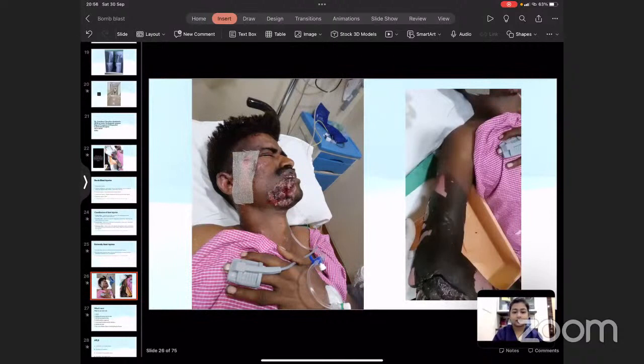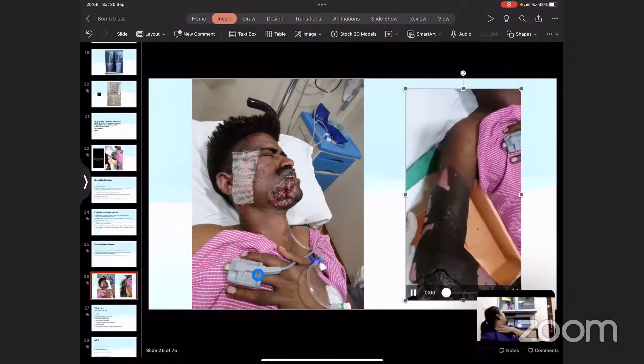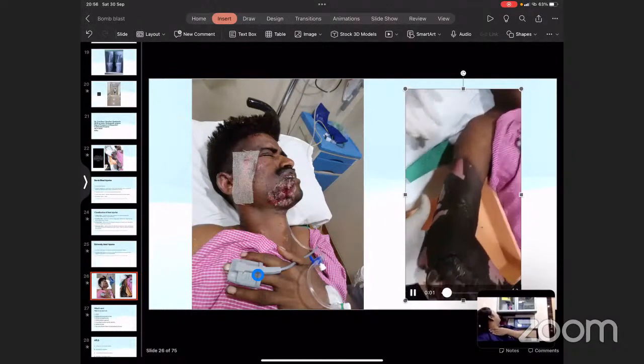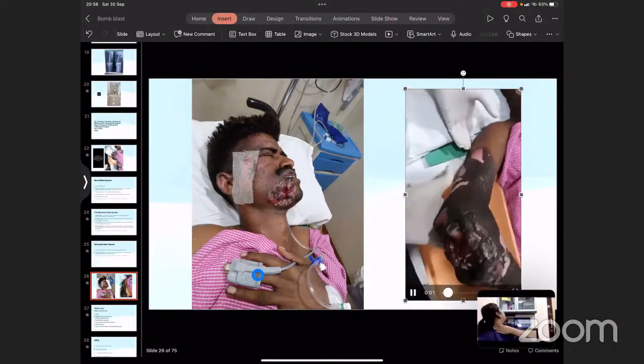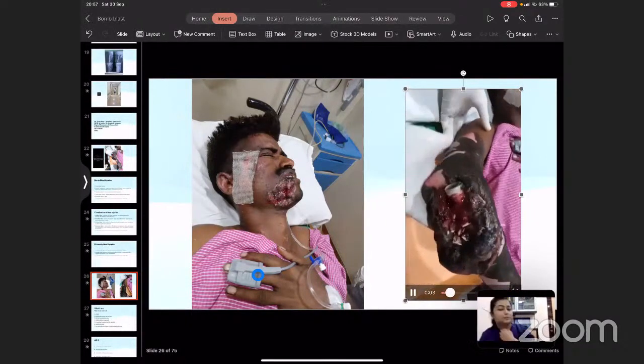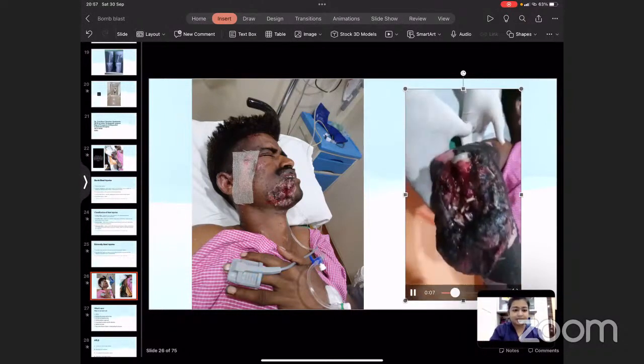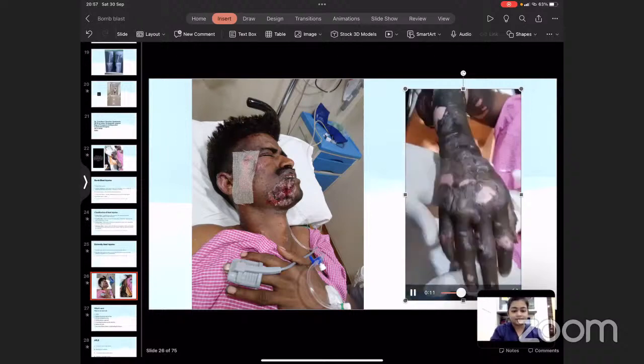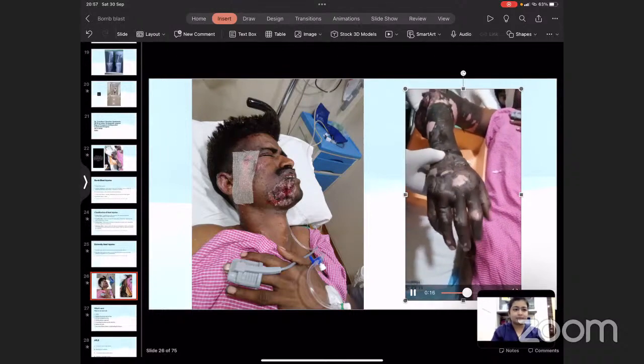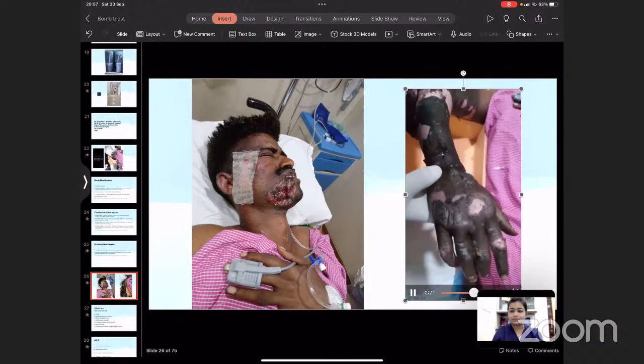Coming to this one, you can see this patient had a mandible fracture and also a zygomatic fracture. And I'll play some videos here. You can see the videos, very interesting. You can see that the radius has completely come out and the proximal ulna is almost shattered, and he could only move his fingers, and everything else is in big-time chaos.